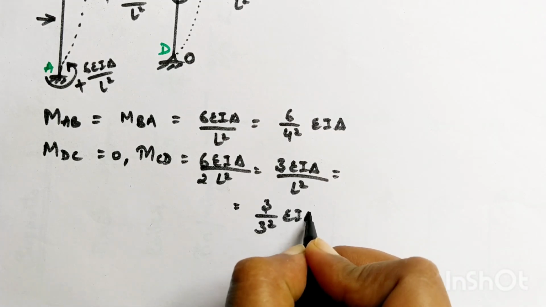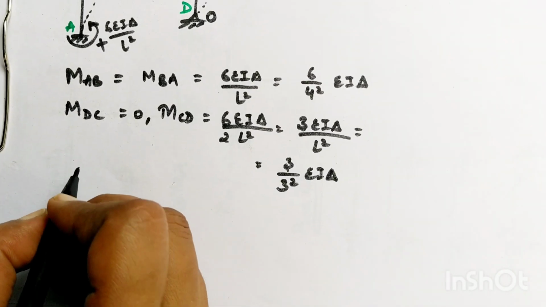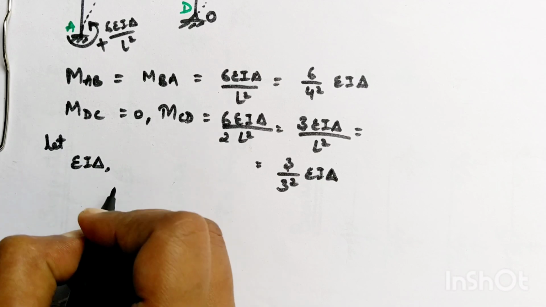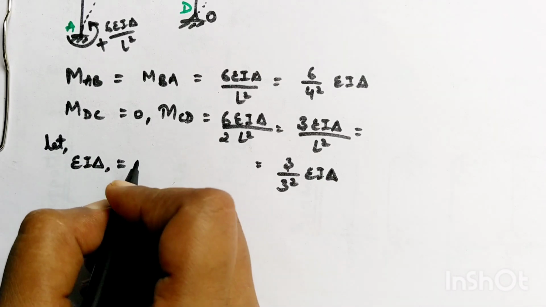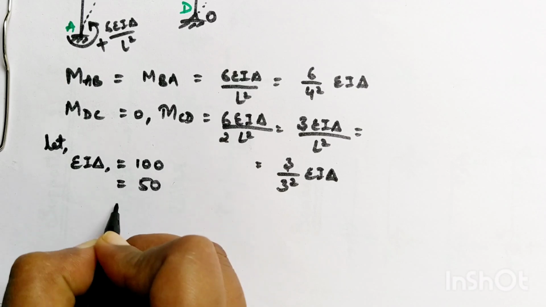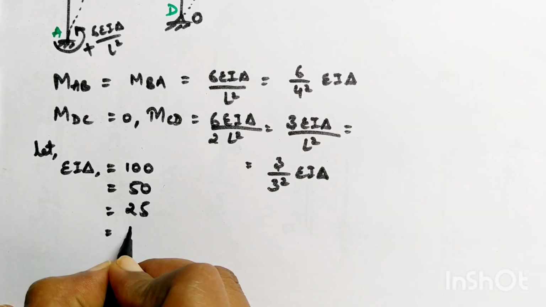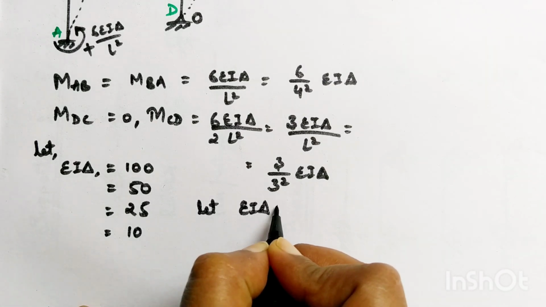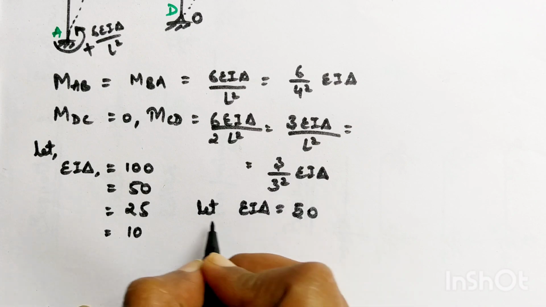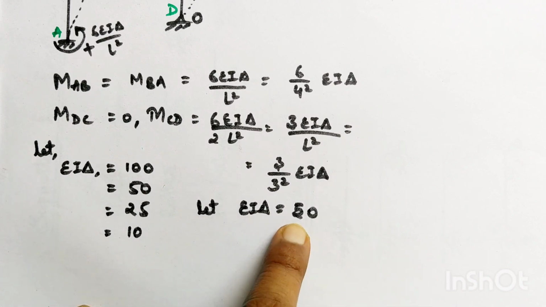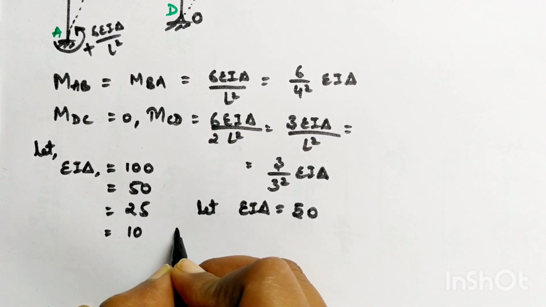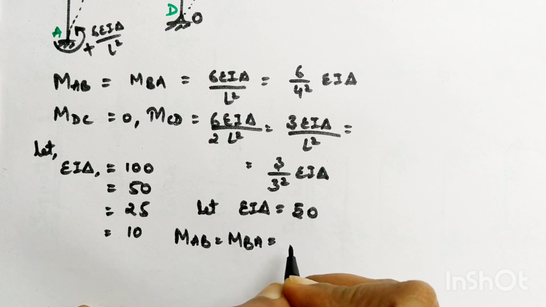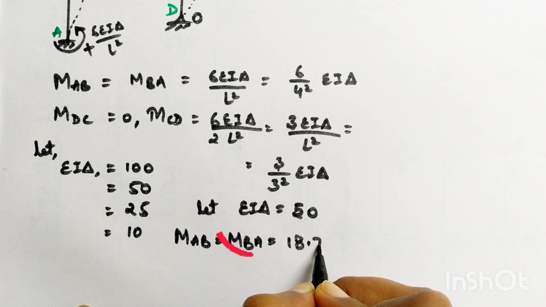Now in this one we have to make some assumption because the EI delta value is not given. So for the EI delta value, let's assume we can take it as 100, 75, 25, 50 or any amount. So in this question I have taken EI delta as 50. This is the assumption I am making here. This could be any amount. You can take any value you like. So in this one I am substituting EI delta as 50.